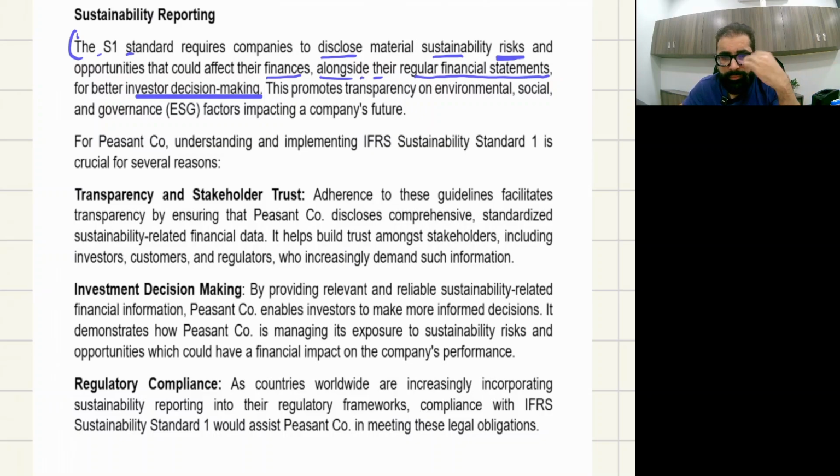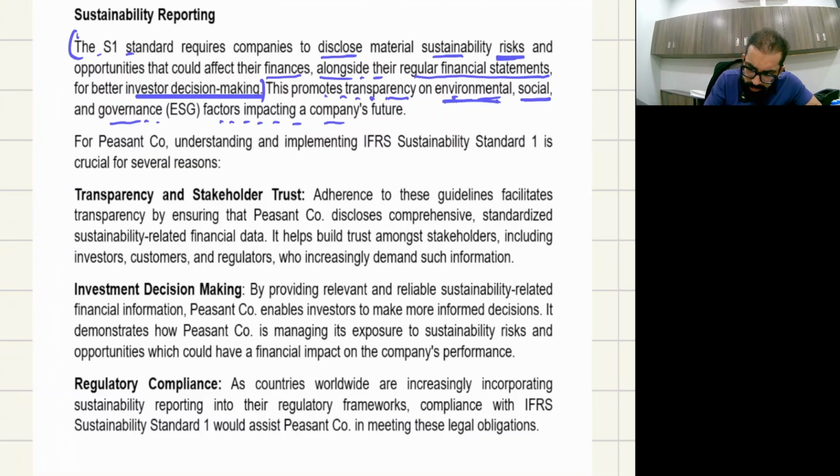Okay. This promotes, now this is extra lines, this promotes transparency on the environmental, social, ESG, environmental, social and governance factors impacting the company's future. Now, this area is about the first requirement. What are the general requirements of this standard to disclose? These are risk and opportunities that could affect their finances alongside their regular financial statement.